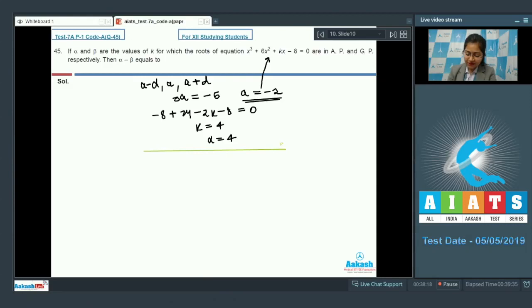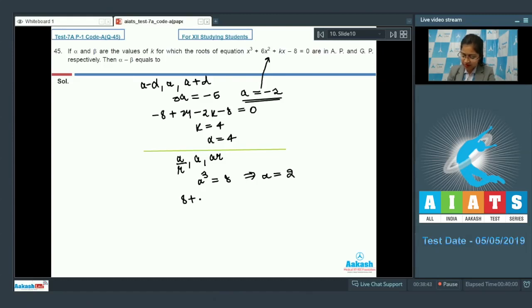In a similar manner, let's find the value of beta. Let us say the roots are in GP, and the roots are A by R, A and AR. So the product of roots is A cube, that is equal to 8, which means that the value of A is equal to 2. So it will satisfy the given equation. So let us put it back.